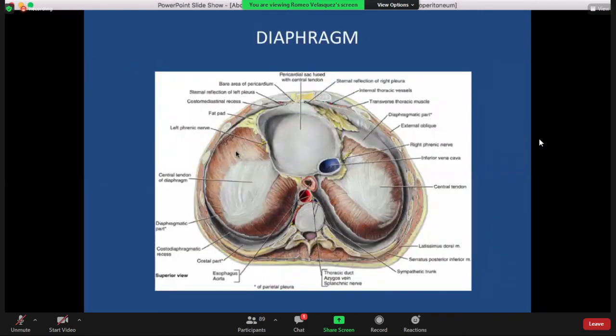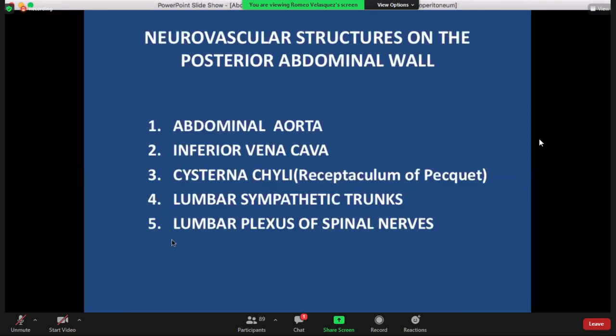Another view from the superior aspect. As you can see, this is the pericardial sac from the superior aspect, and that is just to show you the central tendon, the common insertion point for the diaphragm. Neurovascular structures as listed. The entire abdomen really is a very long topic, and you cannot cover all of them in one hour. So I leave this up to you to know all this.